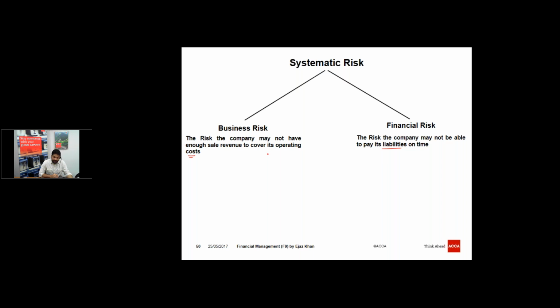Business risk will be faced by every company. Financial risk is only faced by the company which has debts in its capital structure. And if a company has debts in its capital structure, it will be called a geared company. So financial risk is faced by the geared company only, whereas business risk is faced by both geared and ungeared company.